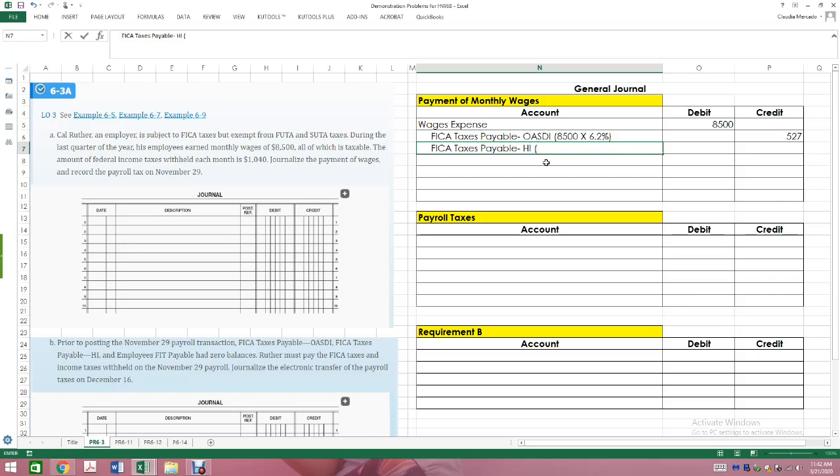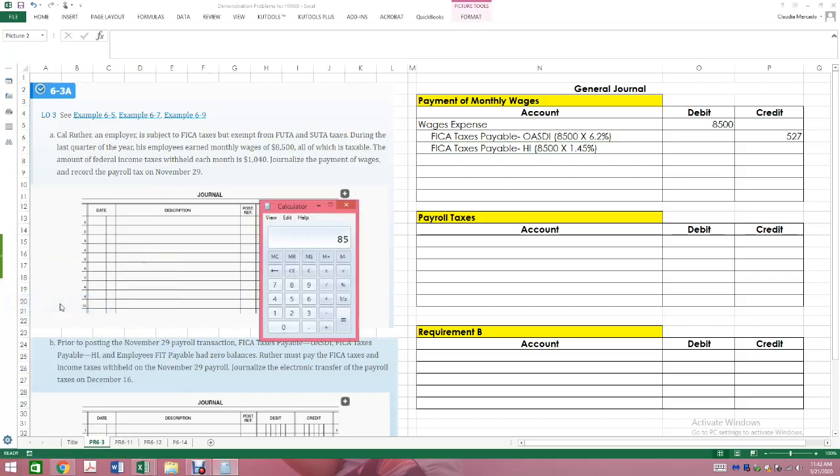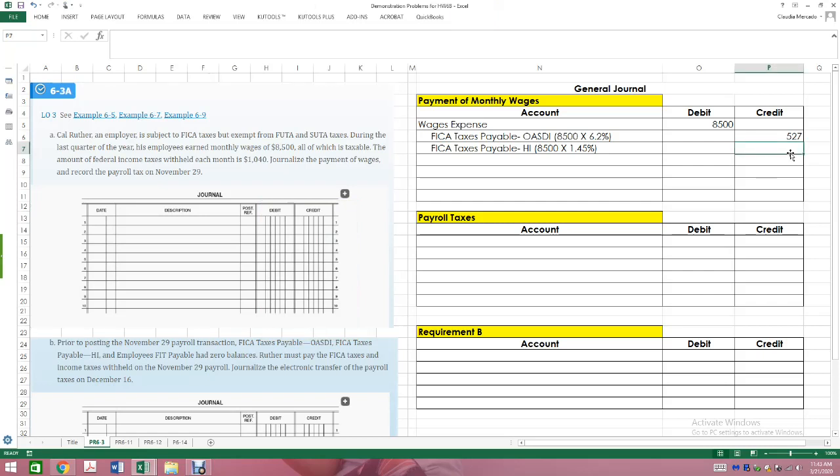So as we know, we get the amount of the wages and we multiply it times our HI rate of 1.45%. And let's see what that gives us. That's going to give me $123.25. So I'm going to take $123.25 for my HI.